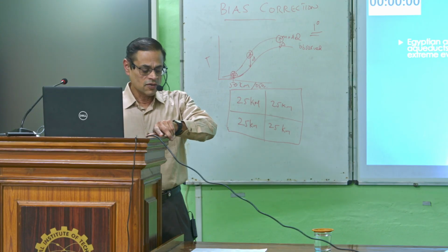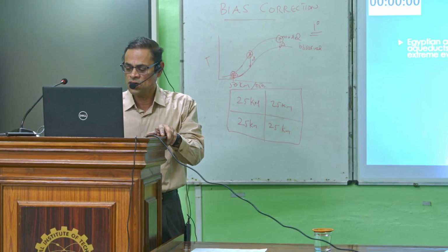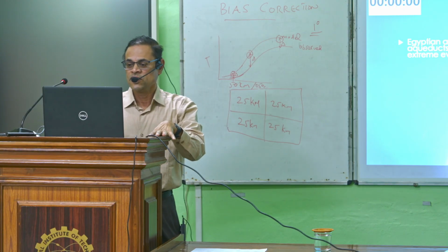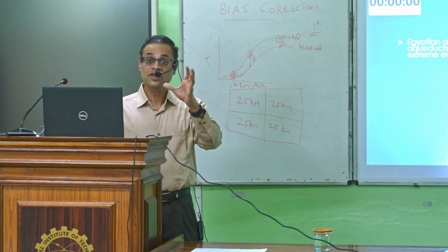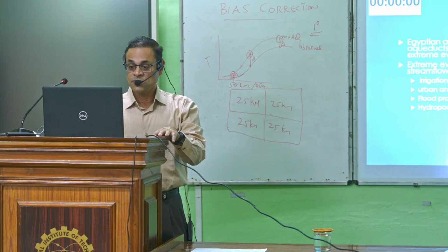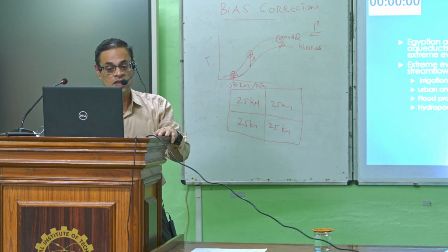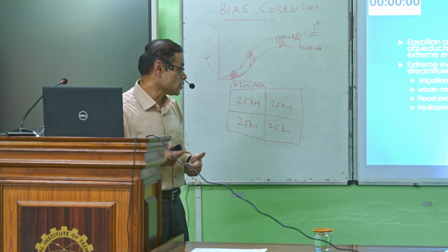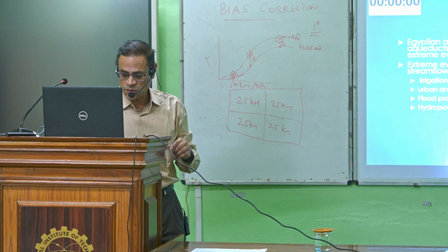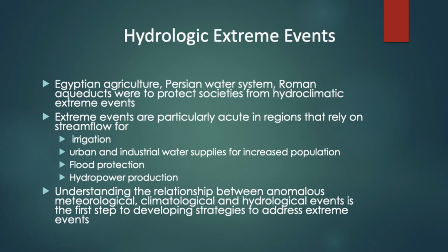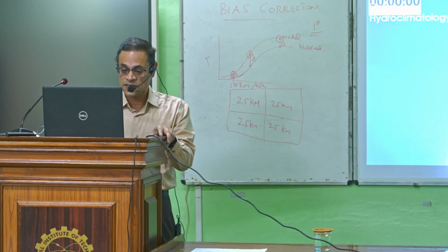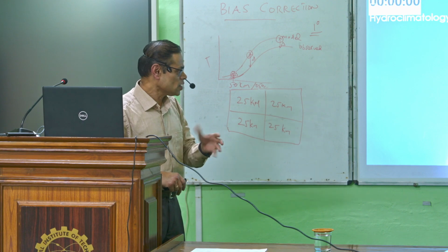When we talk about floods, we are not just confining ourselves to this time period. It started back in civilization, Harappa, Mohenjo-daro, to the Egyptian civilization. If you're talking about the Persian civilization, they came up with water management strategies from extreme events, right? And then it is particularly acute in regions dependent on stream flow for irrigation. Extreme events are going to be really driving the process of irrigation, water supplies for urban and industrial areas, flood protection, and hydropower generation. Again, understanding the relationship between these anomalous meteorological, climatological, and hydrological events is the first step in developing strategies to address these extreme events. Now I'm going to introduce the terminologies to bring everybody up to speed.